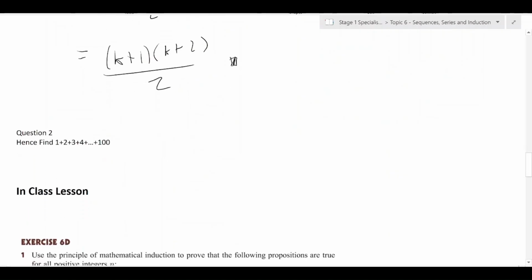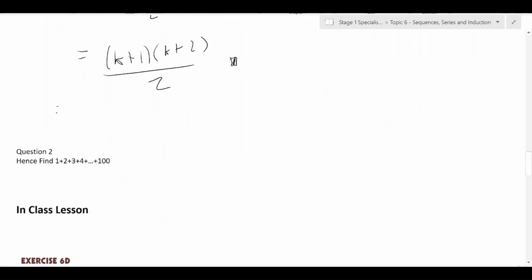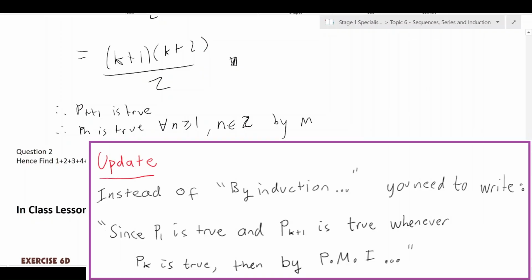So you say a couple things. Therefore, P(K plus 1) is true. Therefore, P(n) is true for all n greater than or equal to 1, where n is an integer, by mathematical induction.